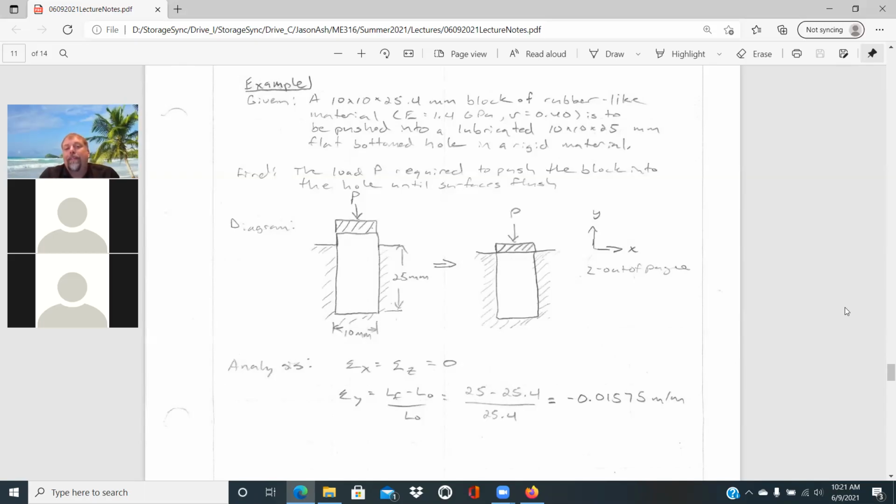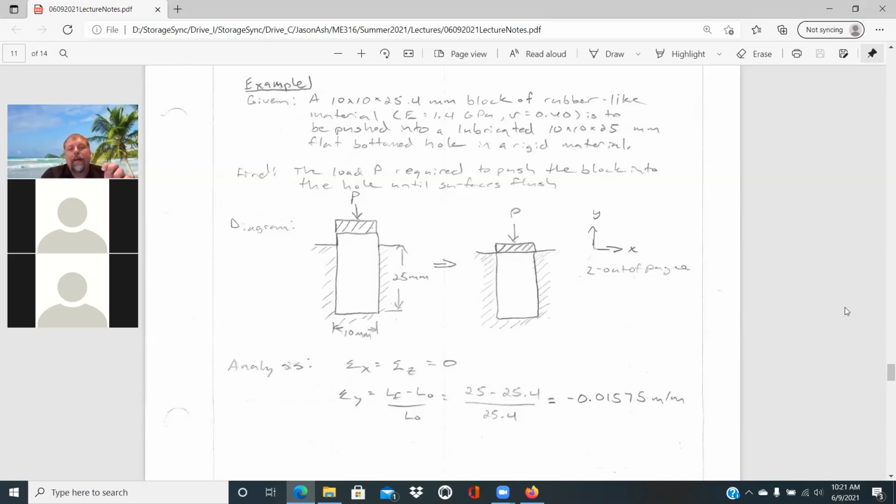The strain in the Y direction is still going to be that same relationship for, say, the final length minus the original length over the original length. So 25 minus 25.4 over 25.4 will give us a strain of minus 0.01575 meter per meter. So that is going to be our actual strain that we're looking at.